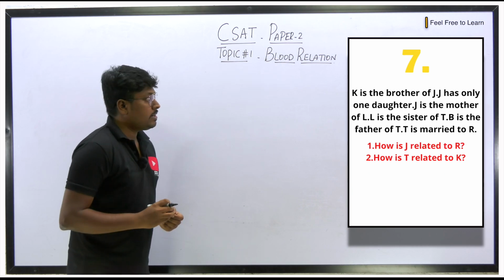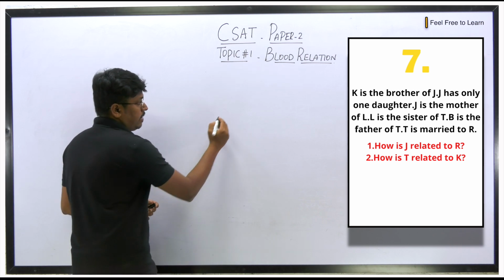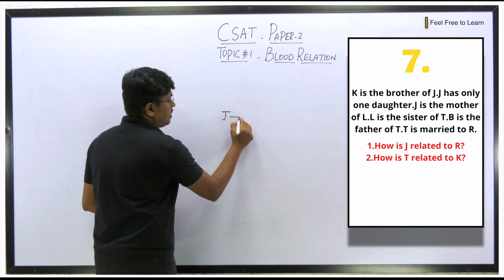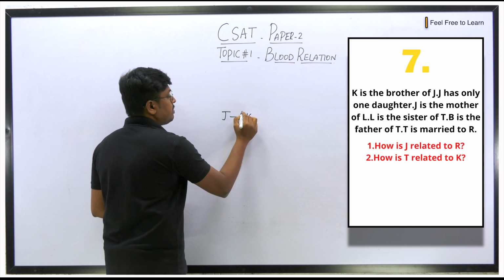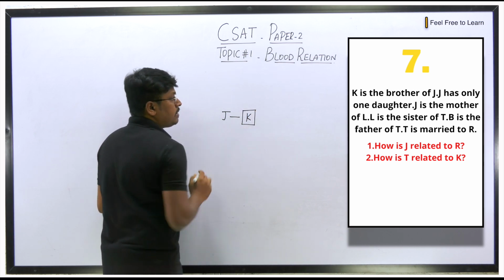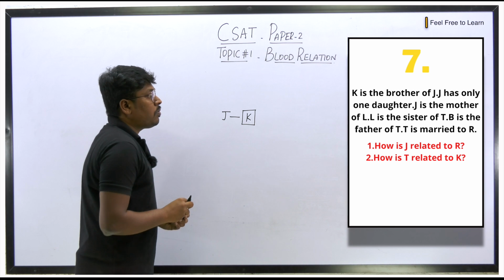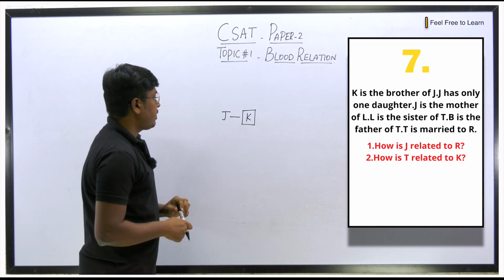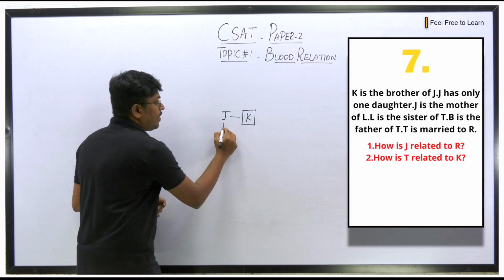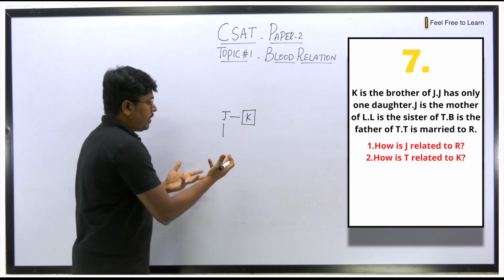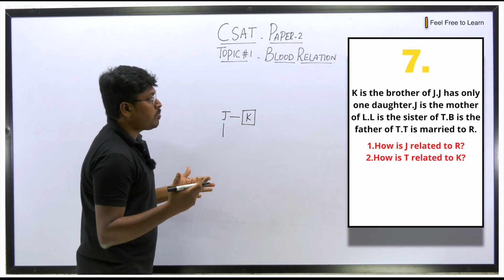Set number 7. K is brother of J. So J's brother is K, because K is a brother, so a male person. Next point, J has only one daughter. So the person J is having only one daughter, but we don't know who the person is. Okay, let me move on to the next point.